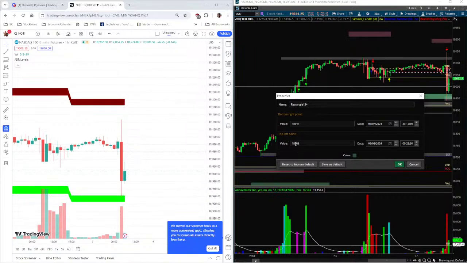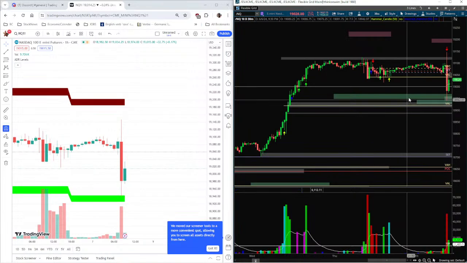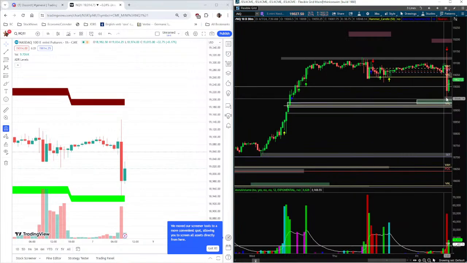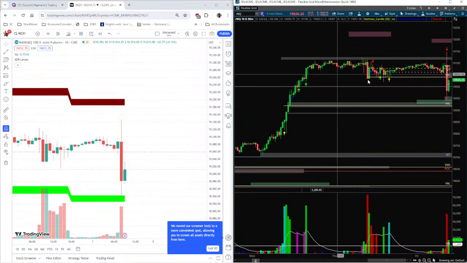18,943. 18,926. And this will be the 7th. So we'll get rid of that. I might even get rid of this gray rectangle down here now. All right, let's go into ES.